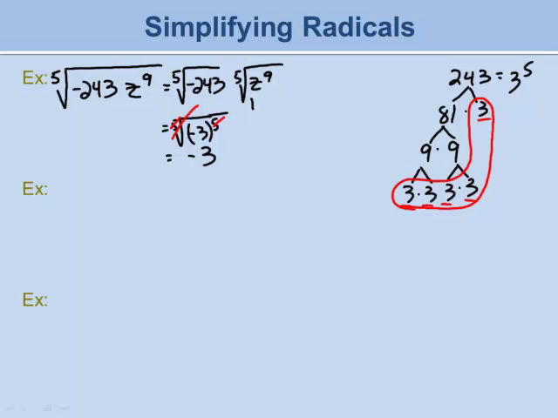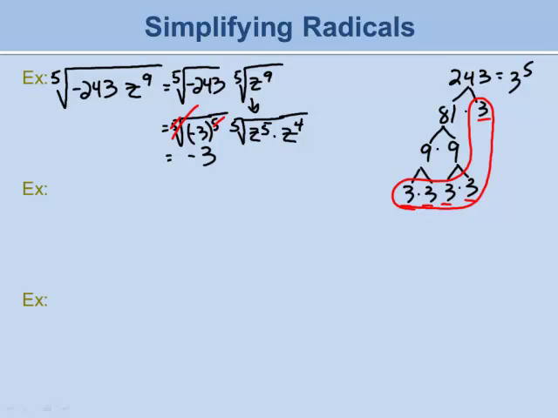Now up here, the 5th root of z to the 9th can be rewritten as the 5th root of, will 5 go into 9? And the answer is no. Will 5 go into 8? No. Will 5 go into 7? No. Will 5 go into 6? No. So we'll have to rewrite z to the 9th as z to the 5th, because 5 will go into 5, times however many more z's we need to get it up to 9. Remember, exponents add. We'll need 4 more.